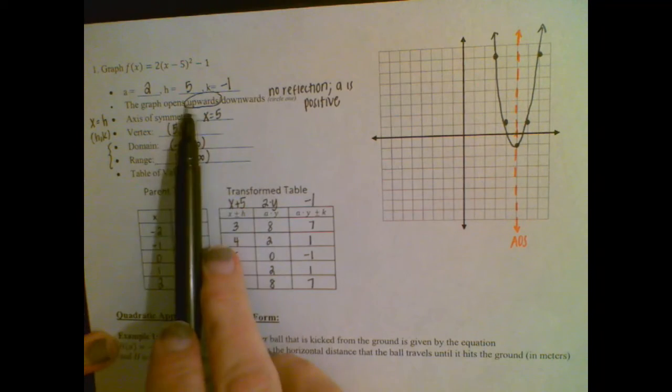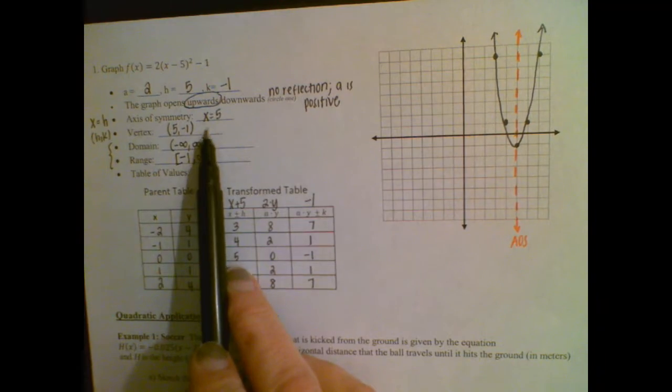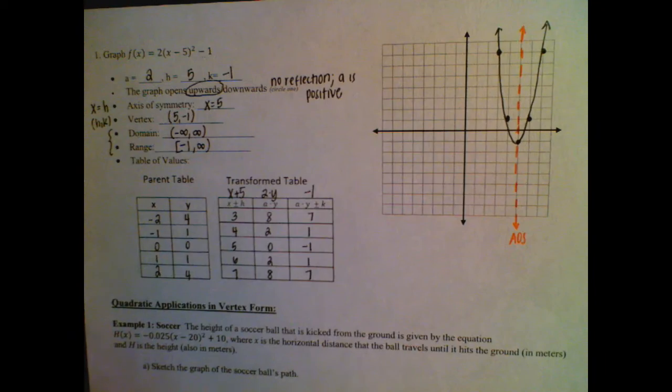And so we know that our graph opened upwards. We knew that our vertex was at 5, -1, and our axis of symmetry was at x equal to 5. And our table helped us to determine that as well.